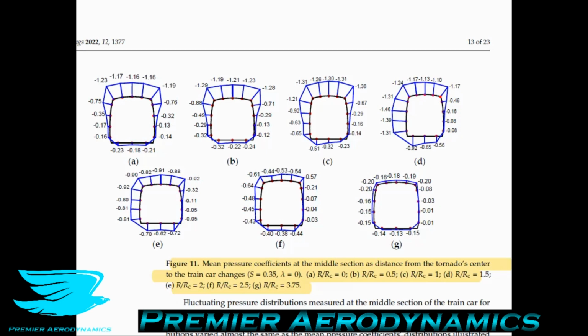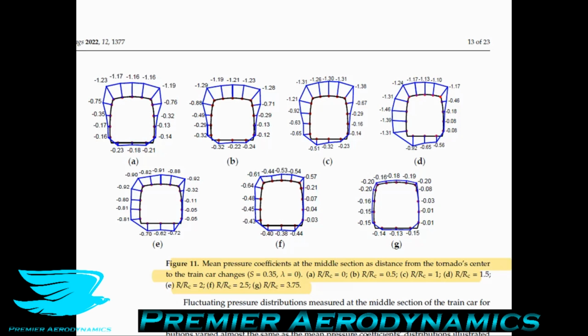When the train car was at the center of the vortex, the vertical loading was predominant and the side force was near zero, since the pressure distribution was horizontally symmetrical. And we covered that earlier, where if you have the train at the center of the tornado, you have symmetrical flow around it, so it's going to perform symmetrically. However, the top surface had a much higher pressure coefficient than the bottom surface.